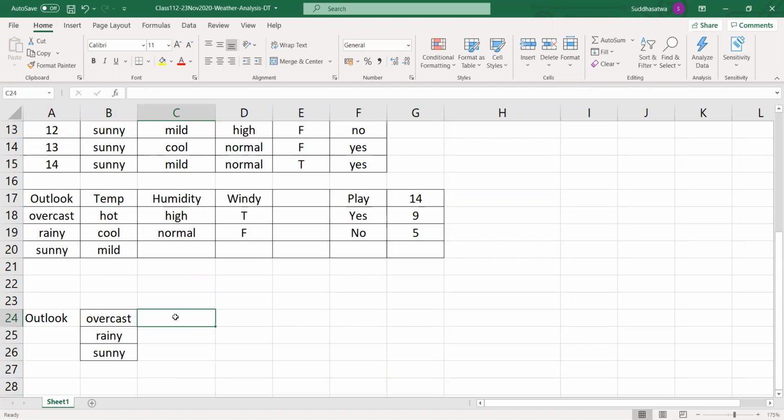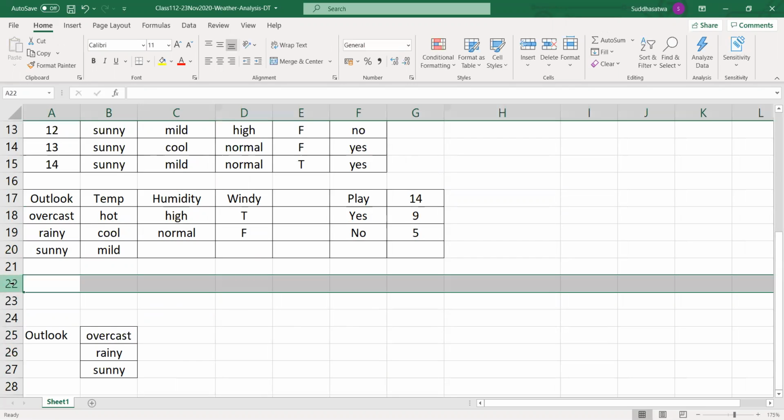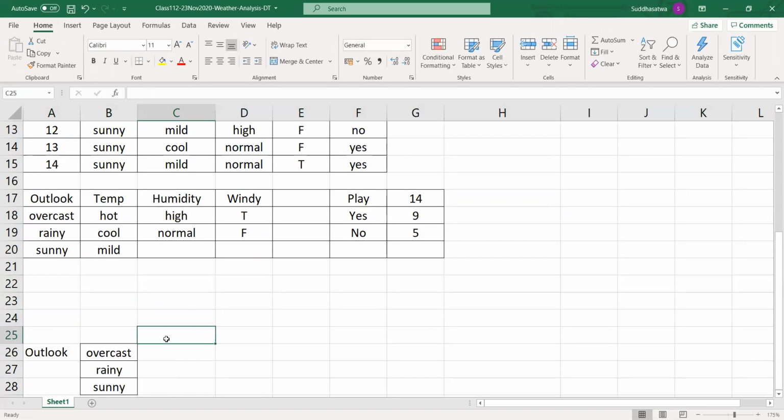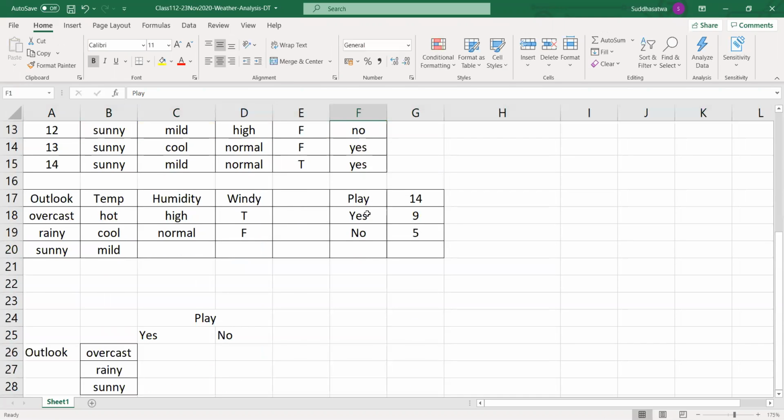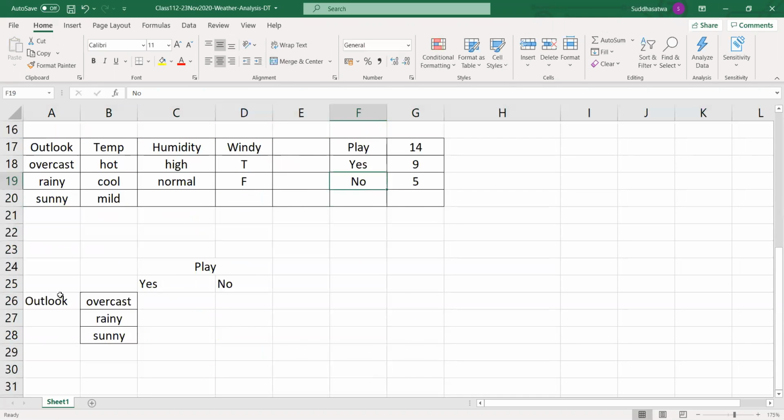Then basis this value, I'll either play or I will not play. That is the point here. So these two form, let me just do this merge and center, and I'm going to call this Play. That's the name of the column. It can either be yes or no. Outlook can be any of these three.